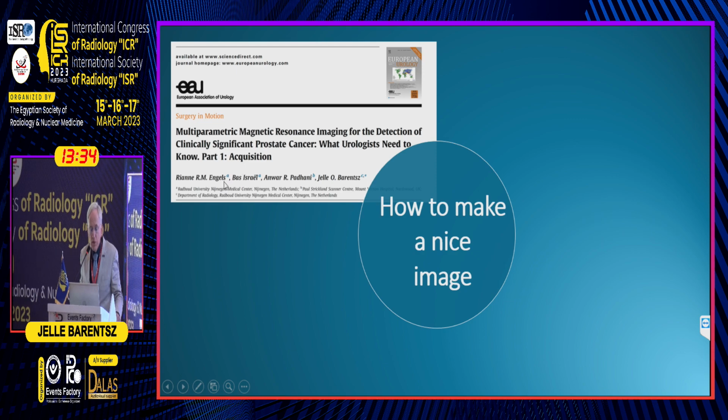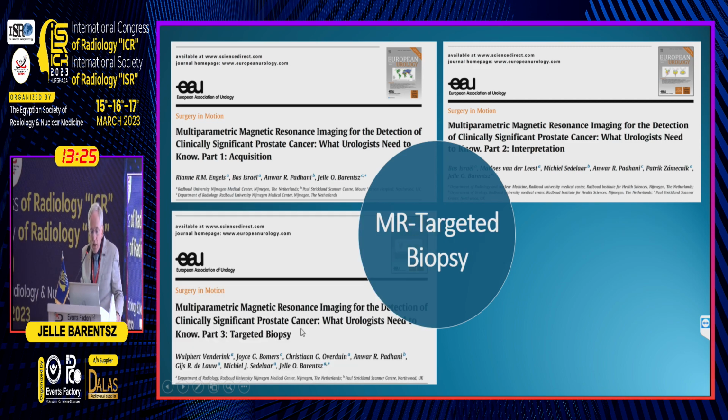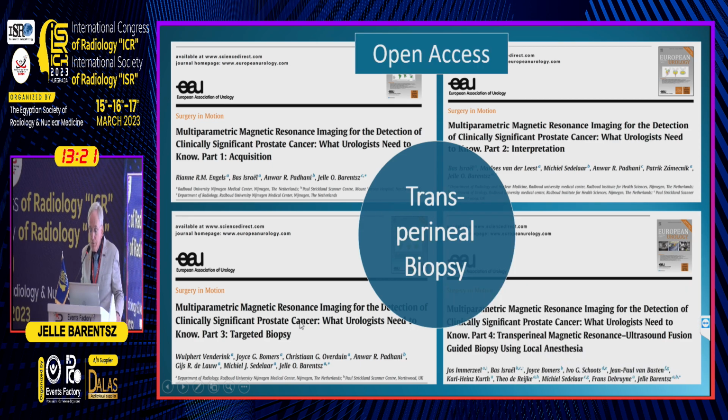My chief technician wrote it down. Here you see in part 2 the interpretation, how to read an image. Here, how to biopsy in a transrectal way. And finally, how to do it transperineally, the current standard of the EAU. Google my name and European Urology and you will find those 4 papers.